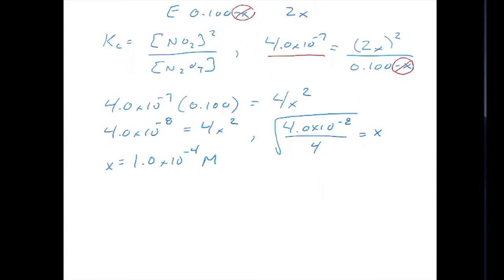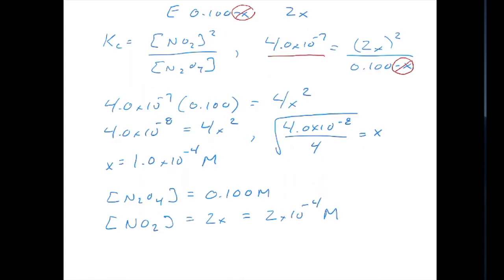Now we have to report the concentrations of each of the reactants and products. So we have a concentration of N2O4. It was 0.100 minus x, but we're not considering that minus x. So the concentration of N2O4 equals 0.100 molar. And then the concentration of NO2 is going to equal 2x. So that's 2 times 1 times 10 to the minus 4, which ends up being 2 times 10 to the minus 4. And these are both concentrations.